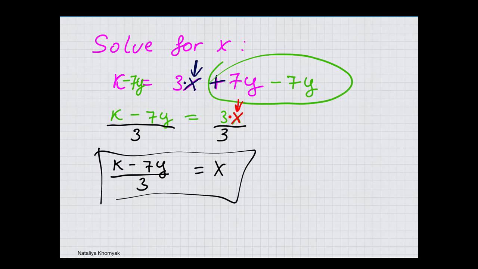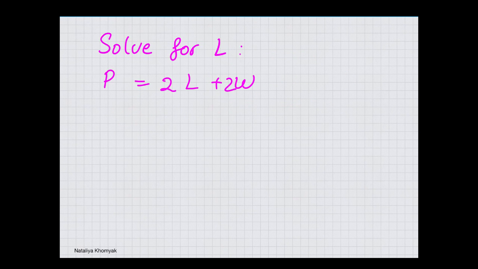This is our solution. And sometimes you might see x equals k minus 7y out of 3, which is also a correct solution. Just like if you have 7 equals a, you can say a equals 7. Solve for L. Here we have the perimeter formula, P equals 2L plus 2W. In this equation we are solving for this L.